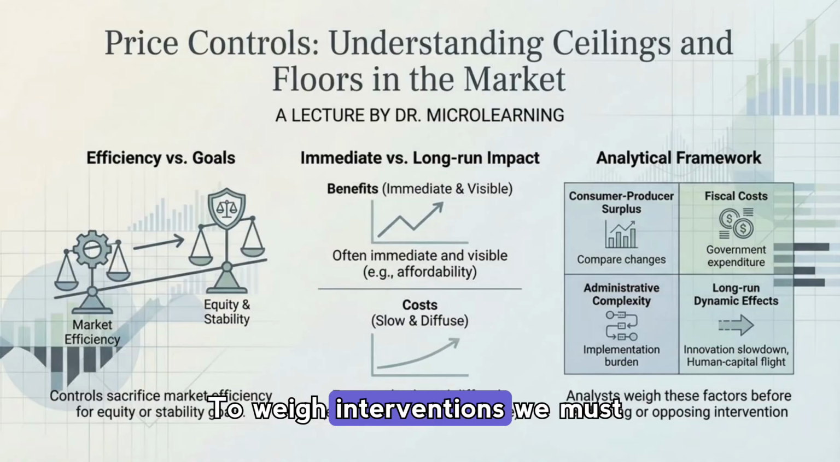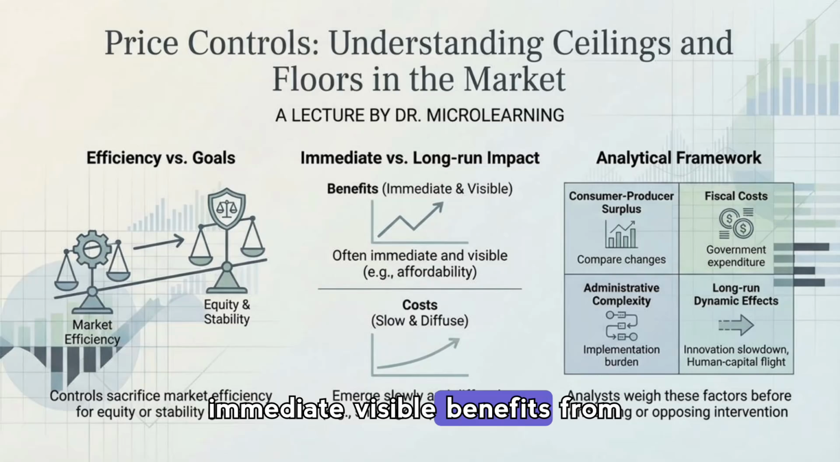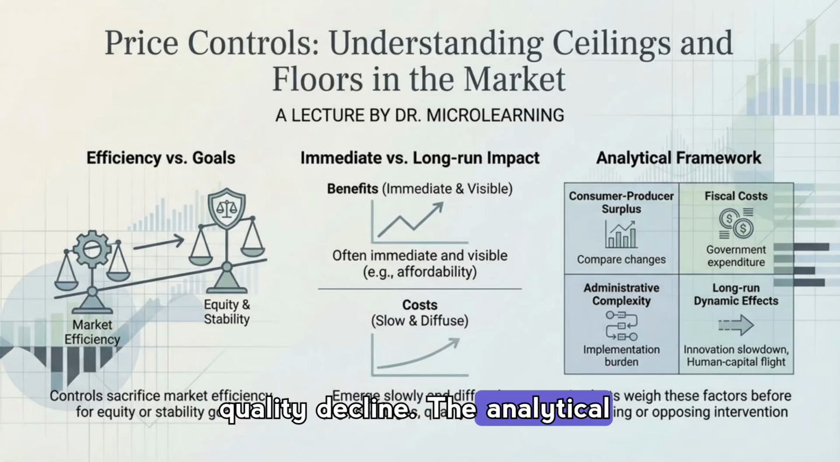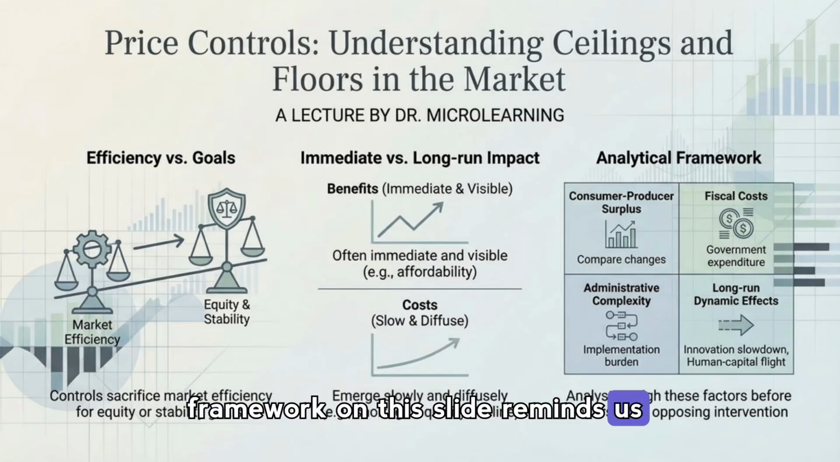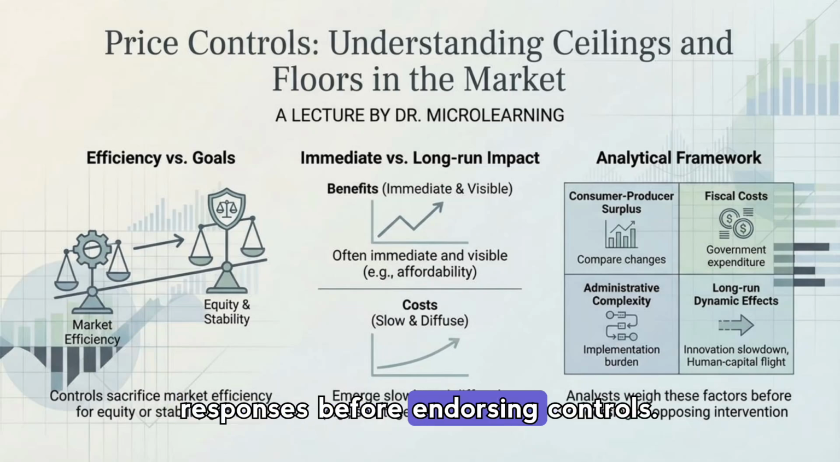To weigh interventions, we must balance efficiency goals against equity and stability, and distinguish immediate visible benefits from slower costs like shortages and quality decline. The analytical framework on this slide reminds us to consider changes in surplus, fiscal and administrative burdens, and long-run dynamic effects such as innovation and human capital responses before endorsing controls.